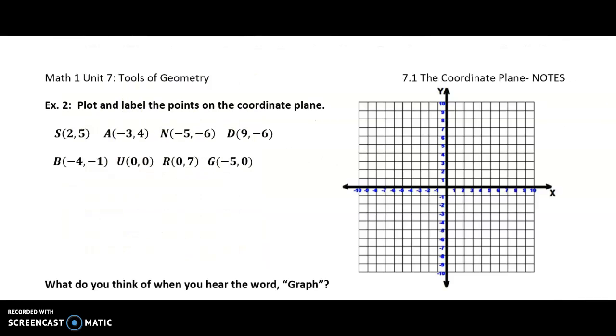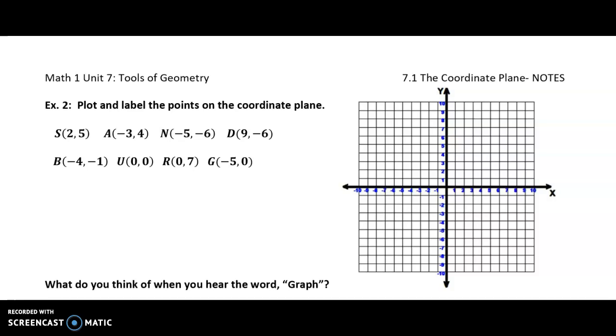All right, let's move on to example 2, where we're going to be plotting these points. So we're given the ordered pairs, and we need to find their exact locations on the coordinate plane. All right, so let's start with point S, which is located at 2, 5. So again, to plot these points, we are going to first look at the x component. And this one has an x-coordinate of 2.